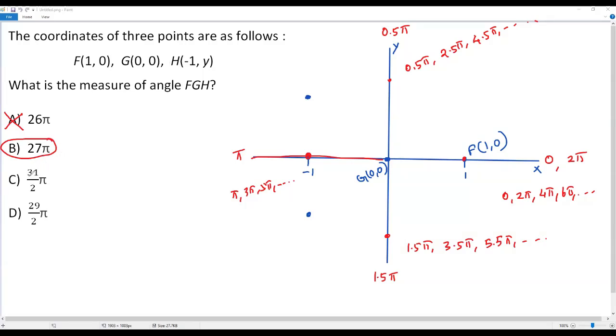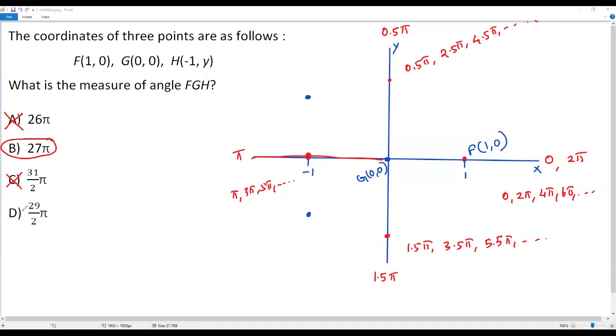Okay, now let me go to answer choice C. Here we have 31 over 2. When I divide 31 by 2, I am getting 15.5. That is 15.5 pi. Already we know that 15 pi is along the negative side of the x-axis because 15 is an odd number. But if I want to get the terminal side of 15.5 pi, I have to add 0.5 to 15 pi. Then I'll be getting 15.5 pi over here. It's on the negative side of the vertical axis. So the terminal side of this 15.5 pi, or 31 over 2 times pi, is not one of the positions of the point H of negative 1 comma y. So we can reject answer choice C.